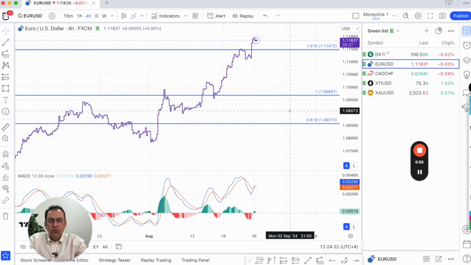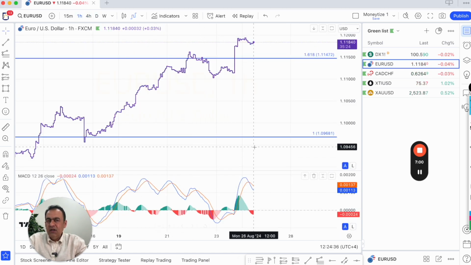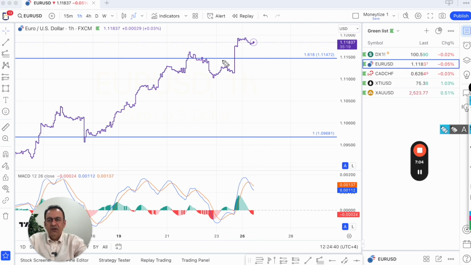Let's move to 1H. Again, on the 1-hourly chart, no signs against the buyers, and the pattern remains bullish. We get to see higher lows and higher highs, histogram creating higher high, MACD lines creating higher high, and the expectation is to continue in the bullish direction.